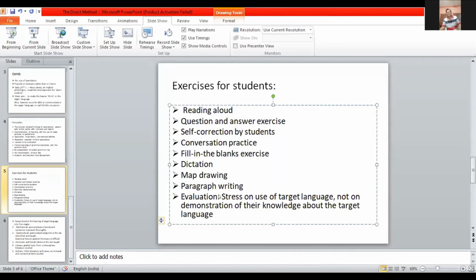Actually, the direct method started as a kind of a reaction towards the grammar translation method. This grammar translation method was not producing results. We had all the rules and everything was in place, but then the results were not produced. At the application stage, people couldn't speak, people couldn't really write. So, as a reaction, people started talking of the direct method, that is, teaching the target language through that language itself.